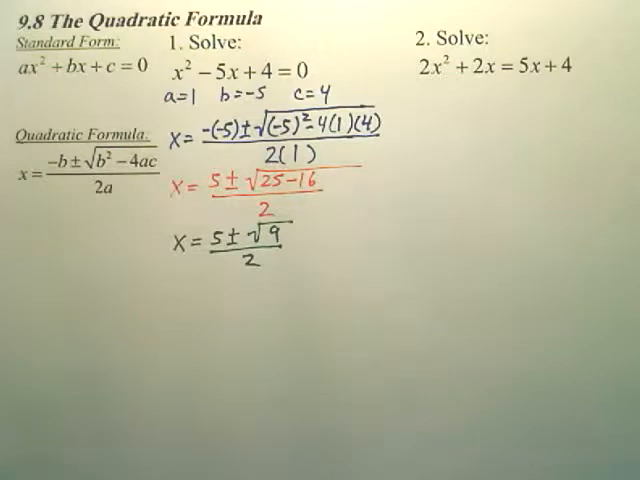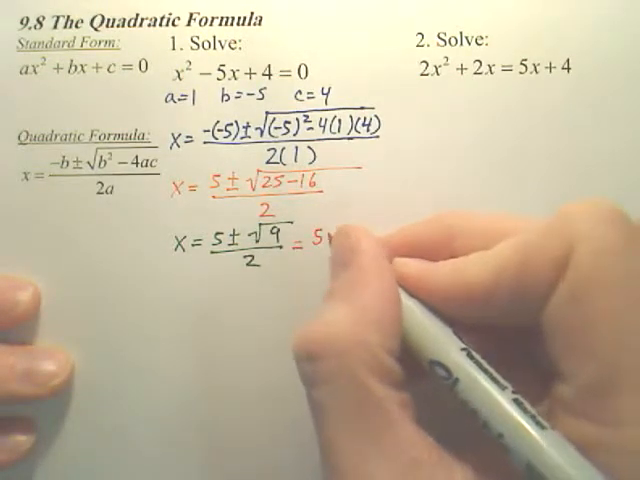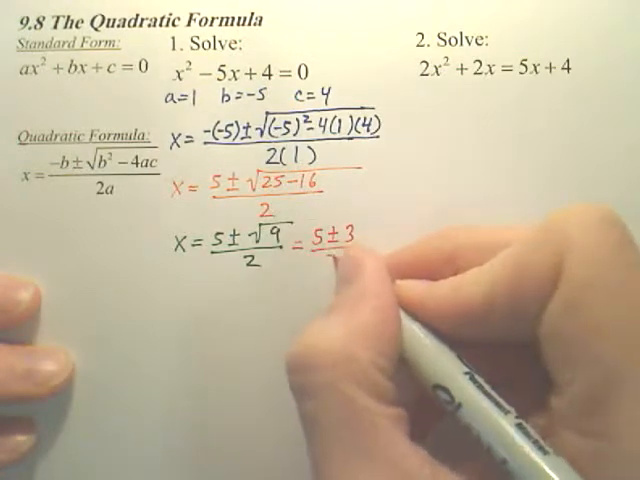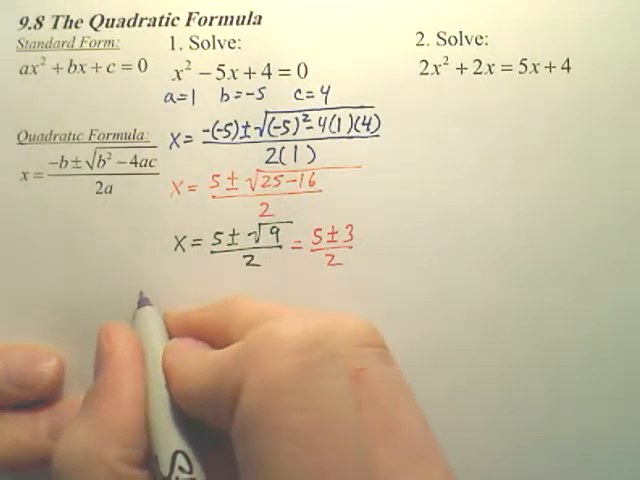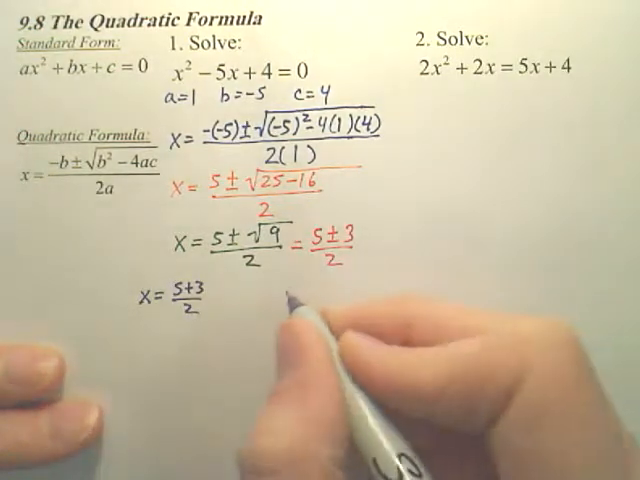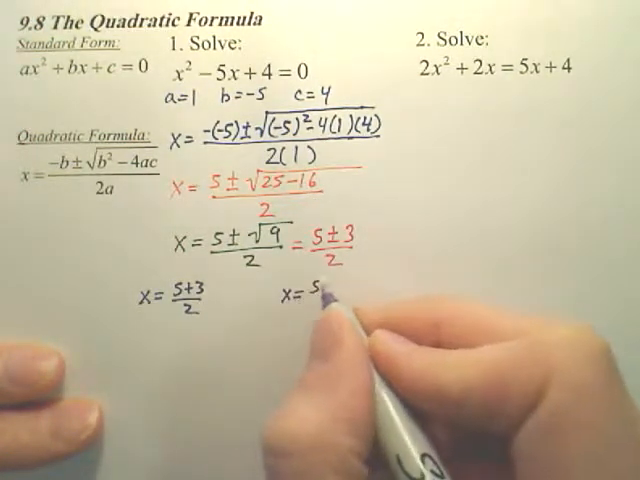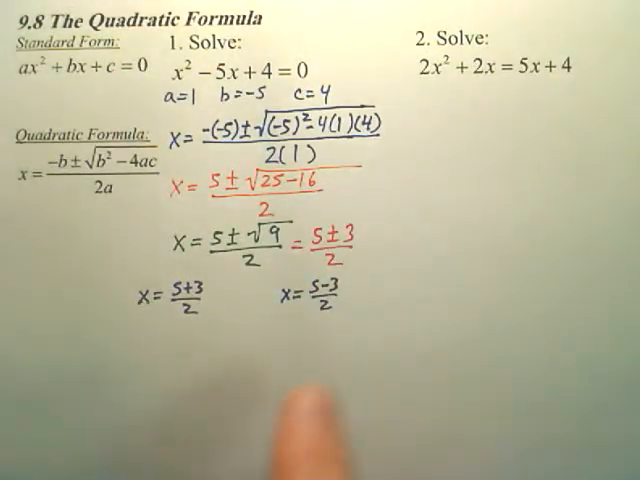Now, do we know the square root of 9? Why, yes we do. This is 5 plus or minus 3 over 2. Can you actually do both of these? Yeah. There are two answers here. You have x equals 5 plus 3 divided by 2, and you have x equals 5 minus 3 divided by 2. You have a plus and a minus. We're going to solve both of those.